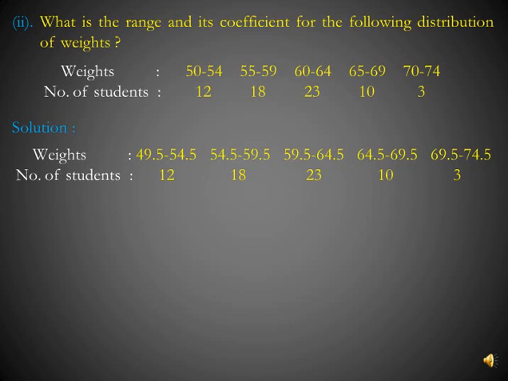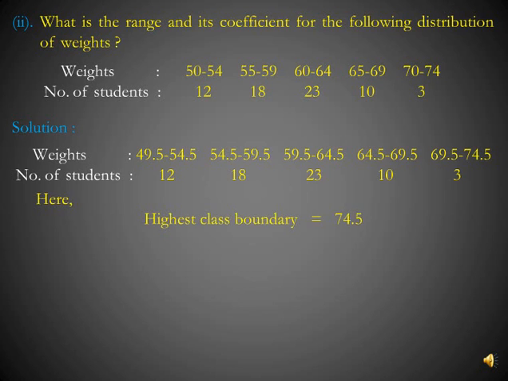So converting it into exclusive frequency classes, take the difference of any upper class limit and its succeeding lower class limit. So take 55 minus 54, that is 1, and divided by 2. So it comes to 0.5. Now subtract this 0.5 from every lower class limit and add this 0.5 to every upper class limit. So the weights will be 49.5 to 54.5, 54.5 to 59.5, and so on.